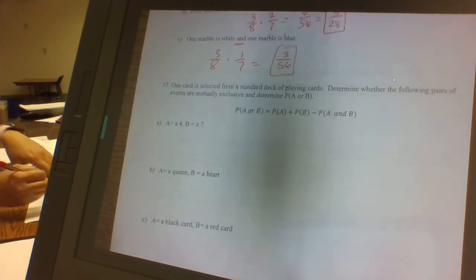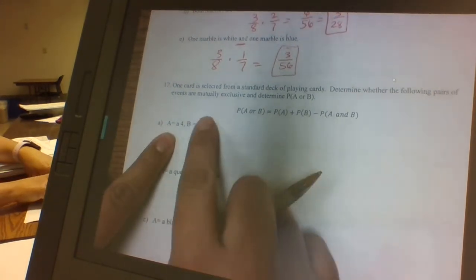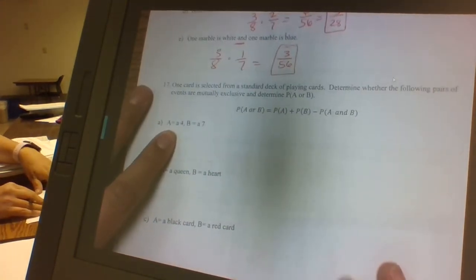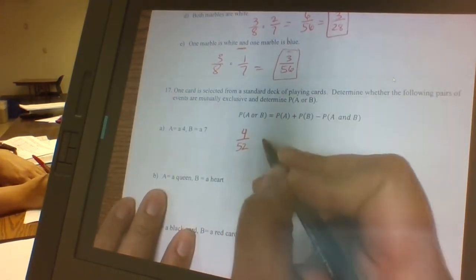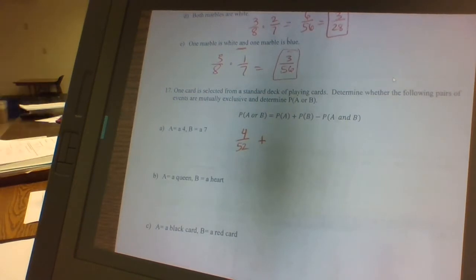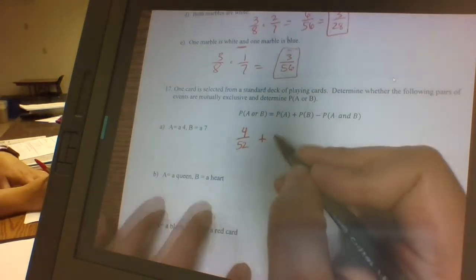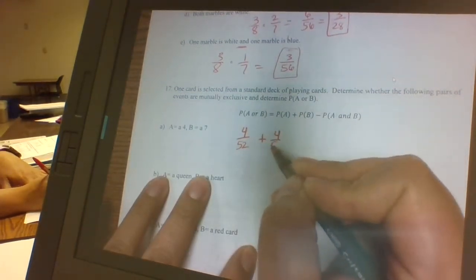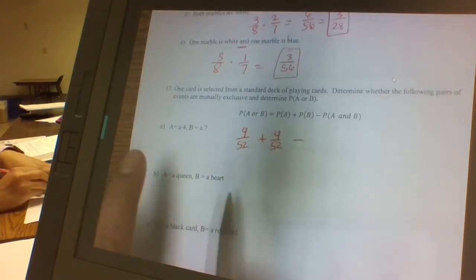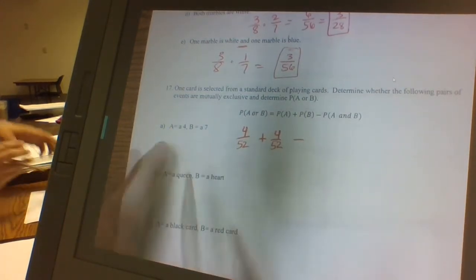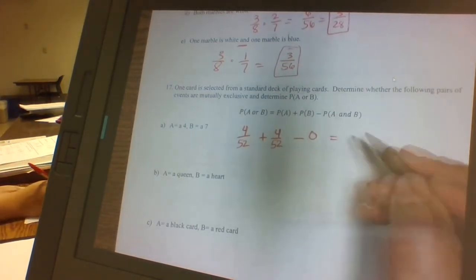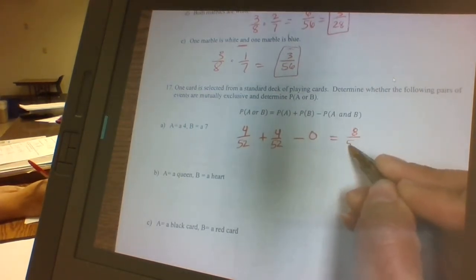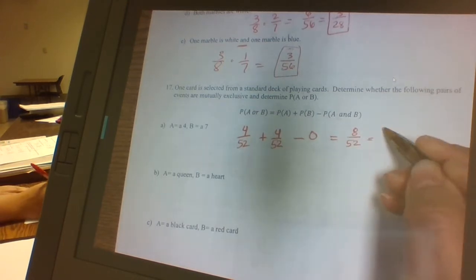What is the probability that you're gonna get a 4 from a deck of cards? 4 out of 52. Plus, what is the probability that you're gonna get a 7? Also 4 out of 52. What is the probability that a 4 and a 7 are the same card? 0. So this just becomes 8 over 52, which reduces to 2 over 13.